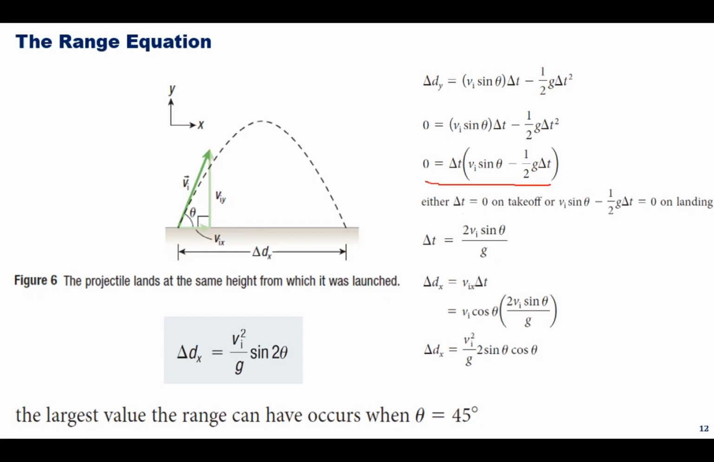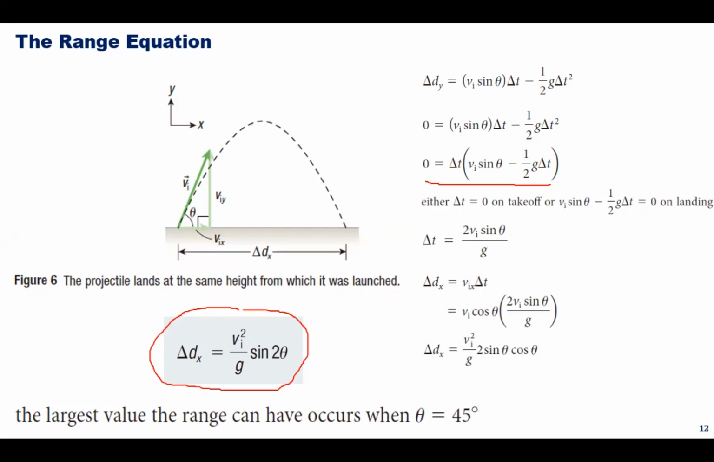Also note that in mathematics, we know 2 sine theta cosine theta is sine 2 theta, right? This is according to the double angle formula. So the final solution is here. This is the range of such a projectile motion. The range of this projectile, delta dx, is given by vi squared over g times sine 2 theta, where vi is the magnitude of the initial velocity of a projectile launched at an angle theta to the horizontal. Note that this equation applies only when delta dy equals 0.